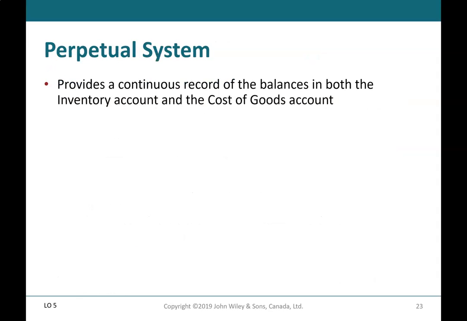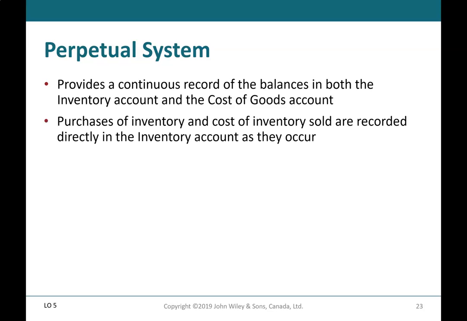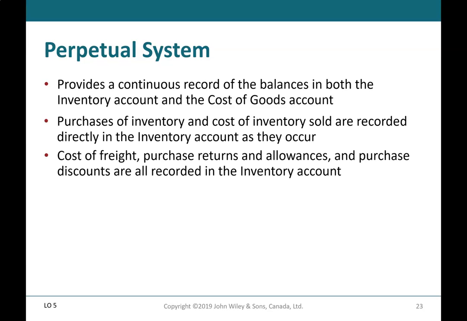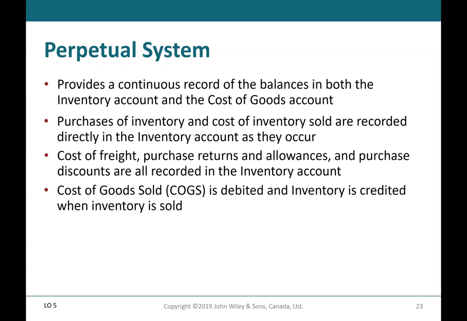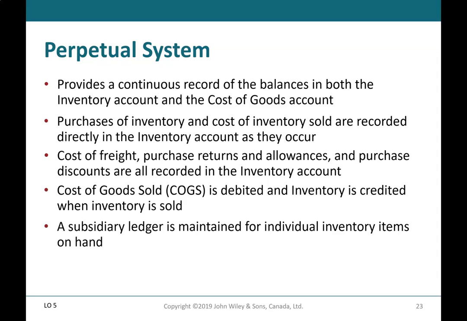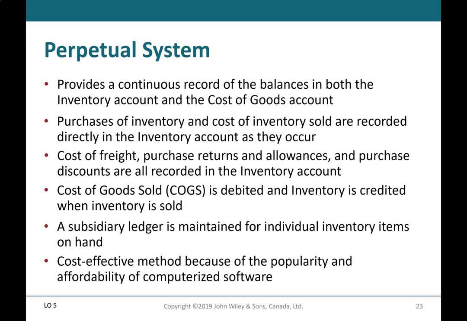The perpetual system provides a continuous record of the balances in both the inventory account and the cost of goods sold account. Purchases of inventory and cost of inventory sold are recorded directly in the inventory account as they occur. Cost of freight, purchase returns and allowances, and purchase discounts are all recorded in the inventory account. Cost of goods sold is debited and inventory is credited when inventory is sold. A subsidiary ledger is maintained for individual inventory items on hand. It is a cost-effective method because of the popularity and affordability of computerized software.